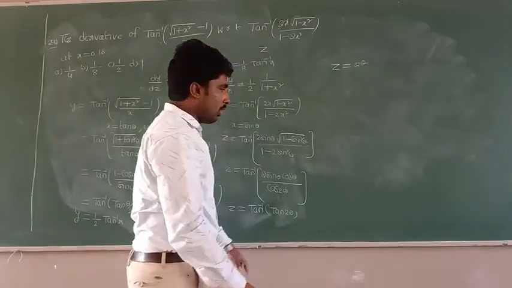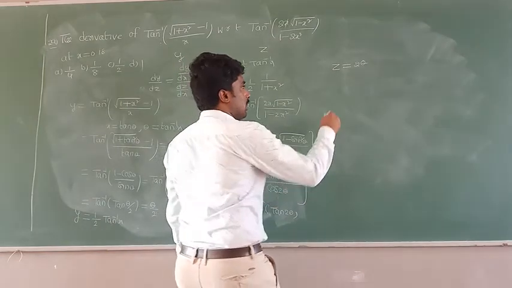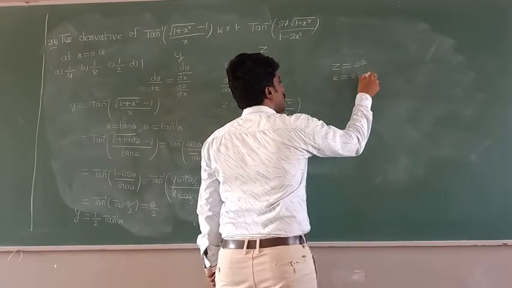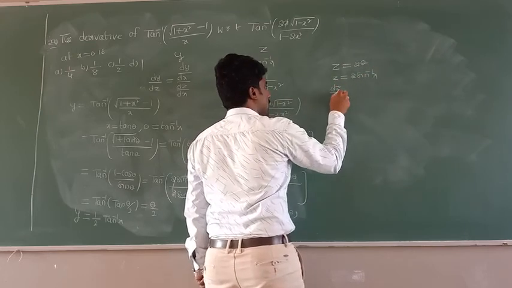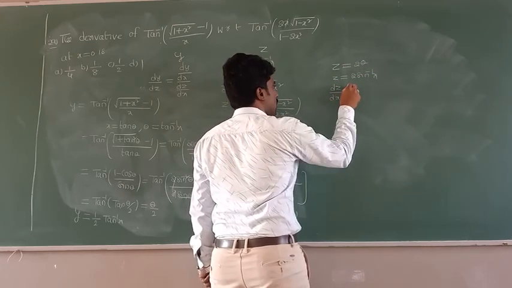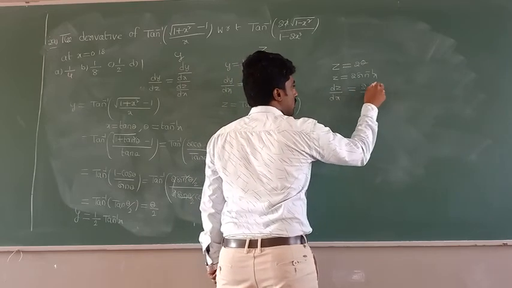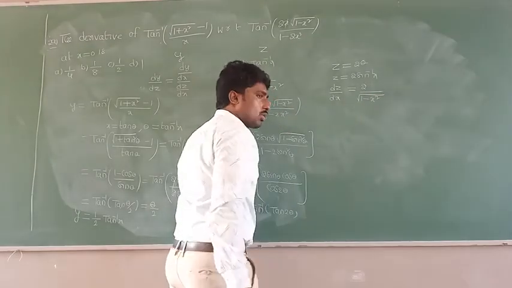Is it clear, everybody? If sin x equal to sin theta, if sin comes this side, theta equal to sin inverse x. What am I getting here? Z equal to 2 sin inverse x. If I do the differentiation, what will I get here? Dz by dx equal to 2 into differentiation of sin inverse x, which is 1 by square root of 1 minus x square.